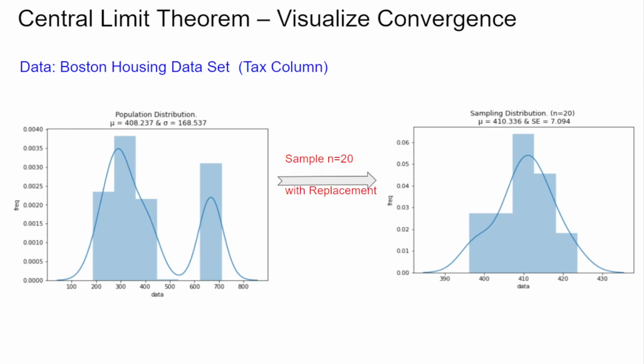So what does this mean? I have run 1,000 iterations of sampling, and every time I sampled, I took 20 data points from here, kept calculating the mean for those sampled 20, and plotted them out here. And what do I get? I get some choppy distribution, still not regular. And look at the mean, where it is: 410.338. Standard error is off.